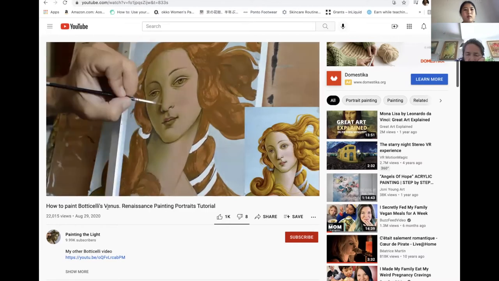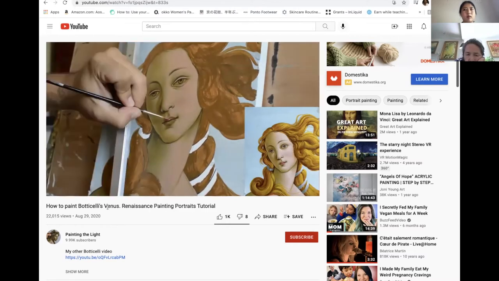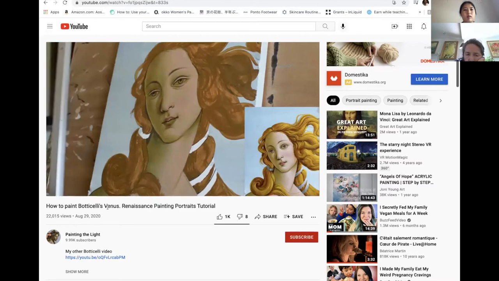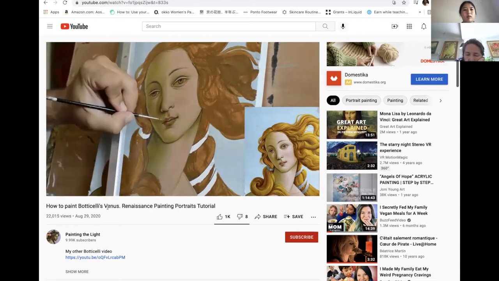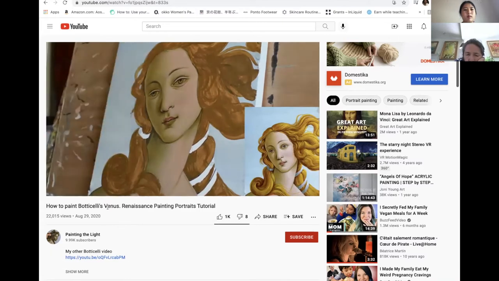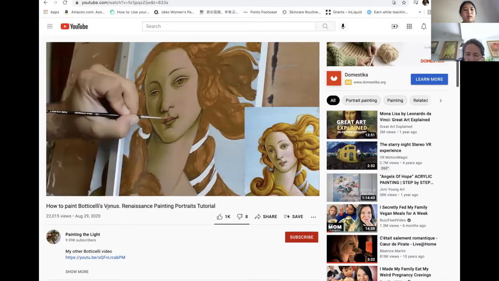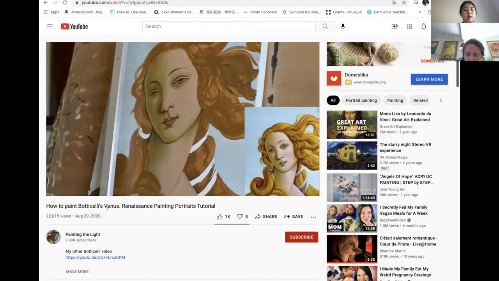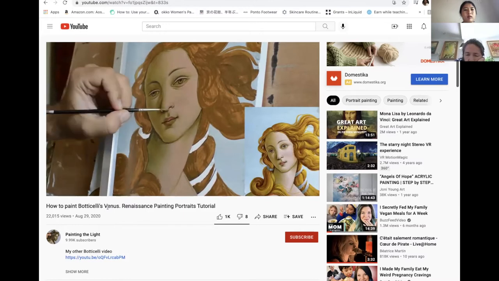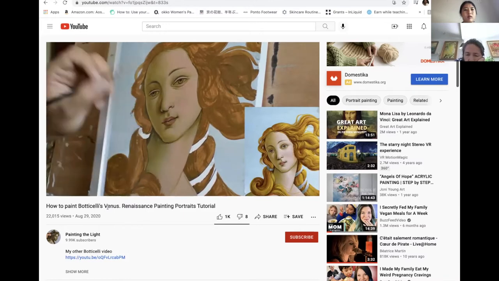I try to have Botticelli teach me how he painted the mouth. I don't have any book telling me that this is step number one, this is step number two. I just try to use my eyes and understand what he has done there.